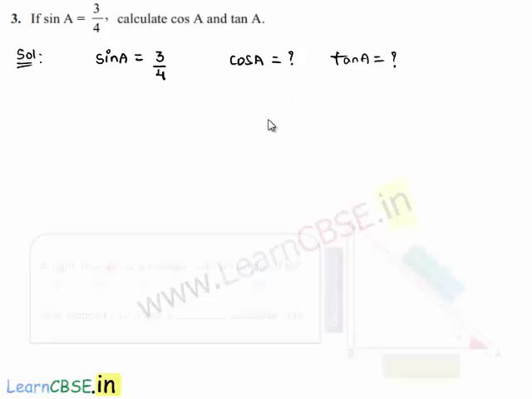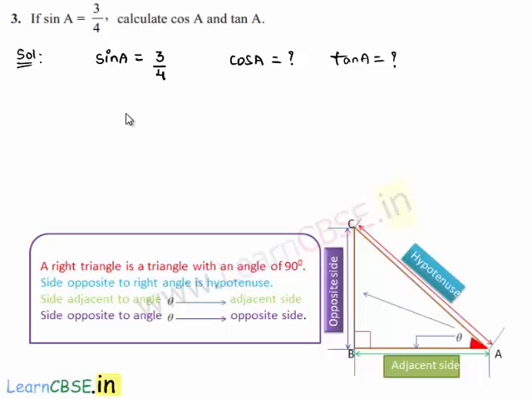For this, let us consider a right angled triangle ABC, which is right angled at B, and let angle A be an angle, and C is also an angle of the triangle ABC.